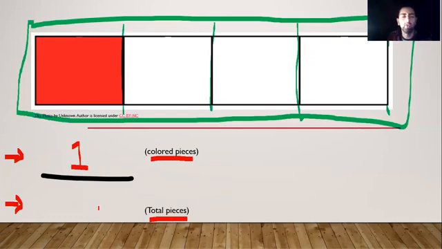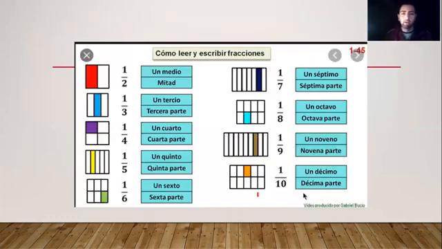Now, what's the bottom number? Can you tell me what the bottom number will be? That's correct. 4. So how do we read this? We read this as 1/4. Repeat after me. 1/4. Excellent. Great job. All right. We are making some progress.